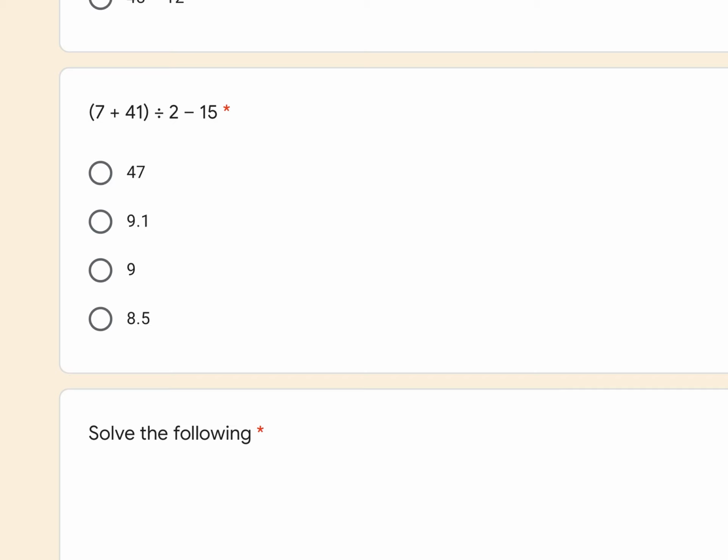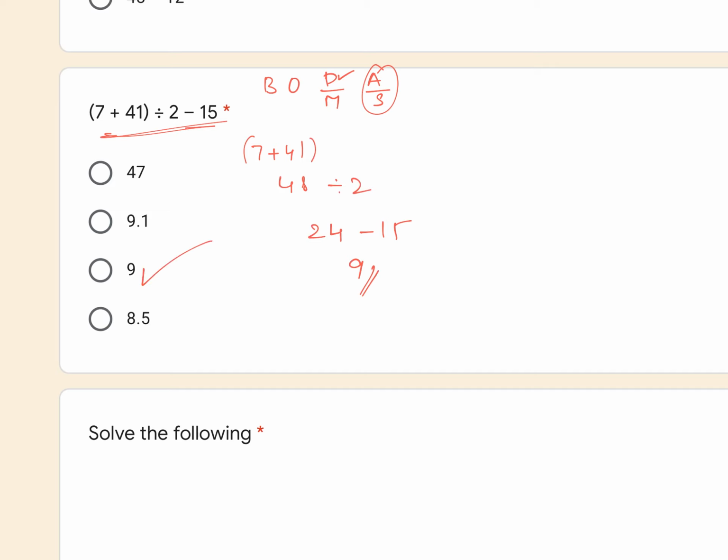Next question, 7 plus 41 divided by 2 minus 15. So B, O, D or M, A or S. This is the order. So first brackets of, so 7 plus 41 is in the brackets, it gives 48, and then divisions are to be solved. 48 divided by 2 is half of 48, that is 24. Thereafter addition or subtraction, that is minus 15, so we get the answer to be 9. Okay, so this is the answer.